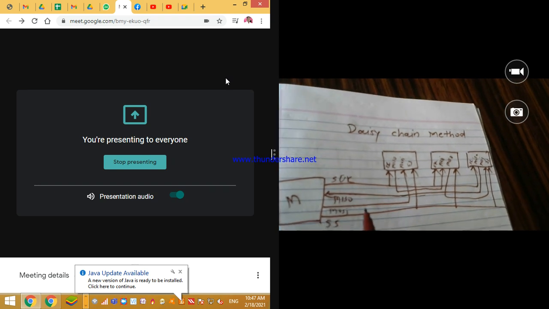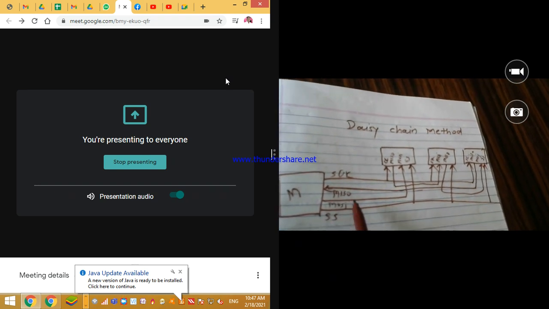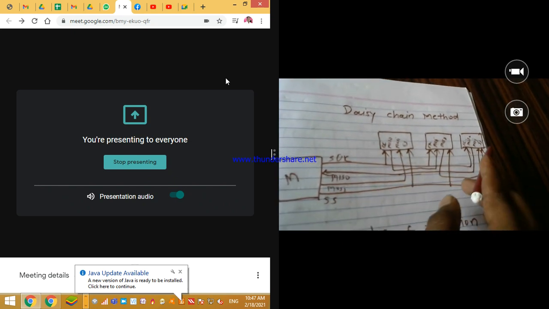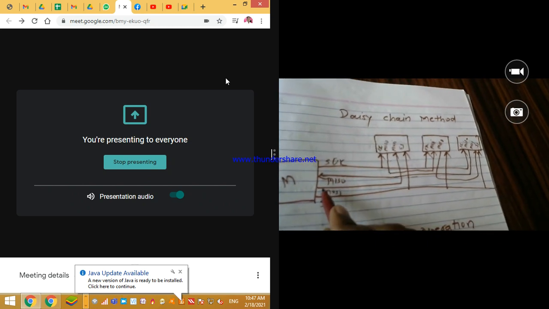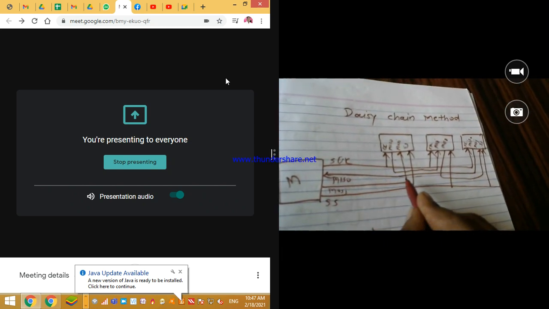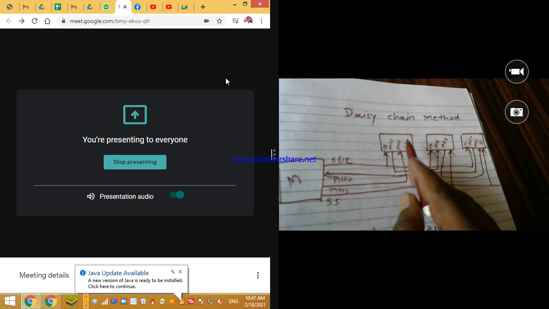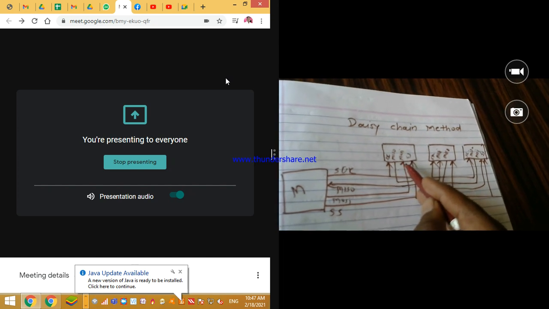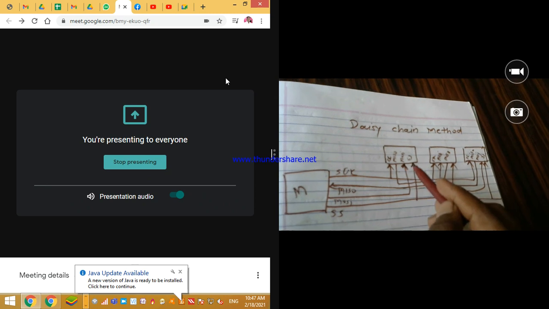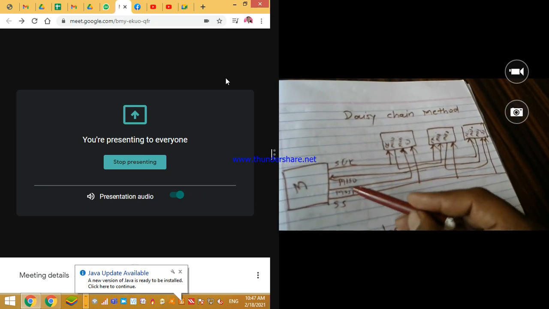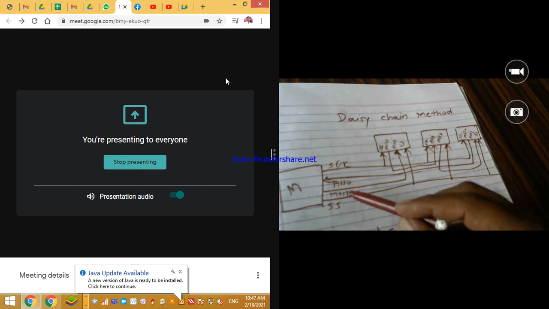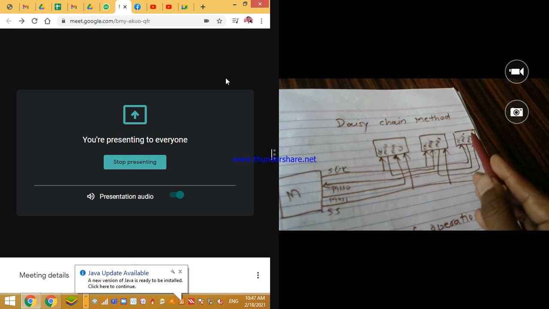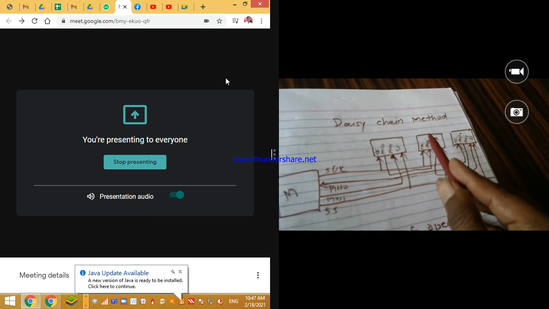Then see MOSI, master out, slave in, means data is going from master to slave, for these three devices data is coming from the master. See the line, this line is going directly towards the first device, right? It is directly connected to the first device. Means what you have seen, MISO is directly connected to the last device, and MOSI is directly connected to the first device. This MOSI line is not connected to the other two, and this MISO line is not connected to the other two.